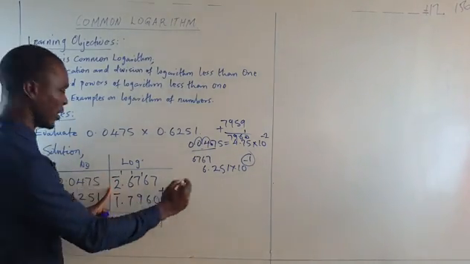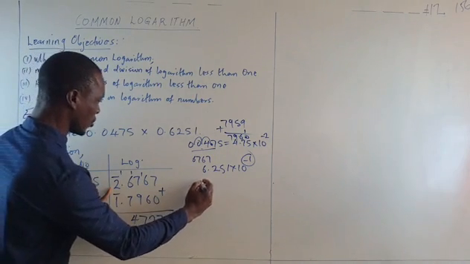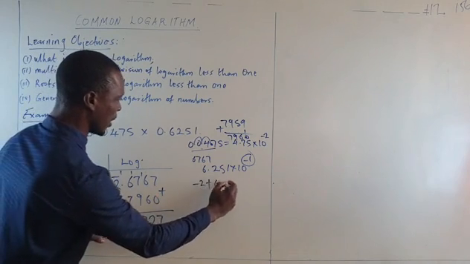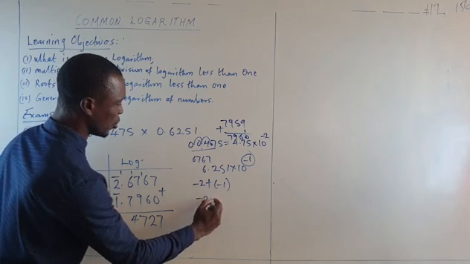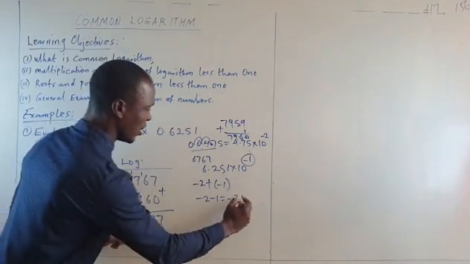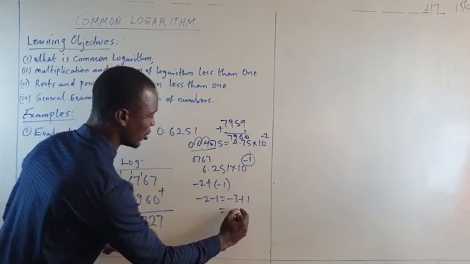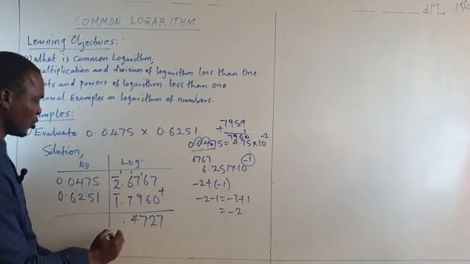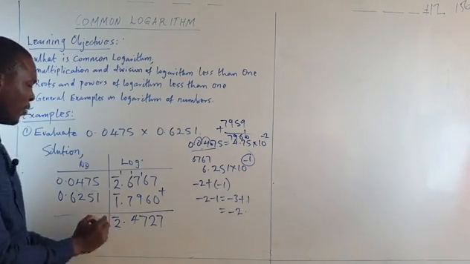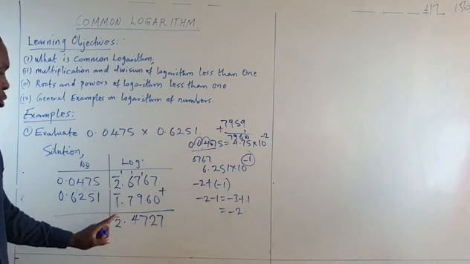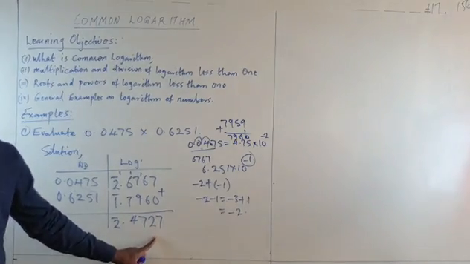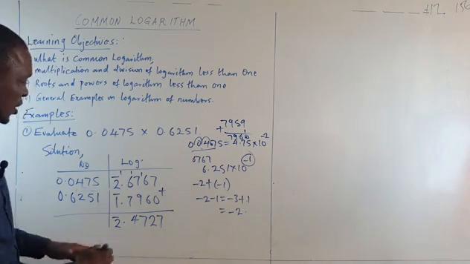So here we are going to do some arithmetic. It's very, very important. So we have minus 2, which is bar 2, plus minus 1, which is minus 2 minus 1, which is minus 3. Minus 3 plus 1 that we carry, we have plus 1, which is minus 2. So minus 2 changes to bar 2 under logarithm. So the addition of the two logarithms gives us bar 2.4727. So the next thing to do is, this is not our final answer.